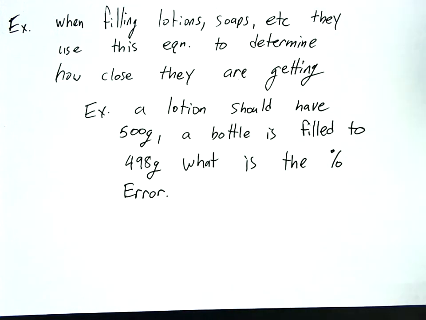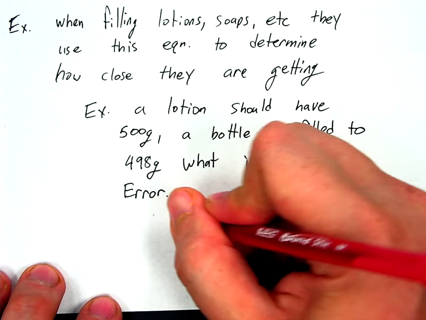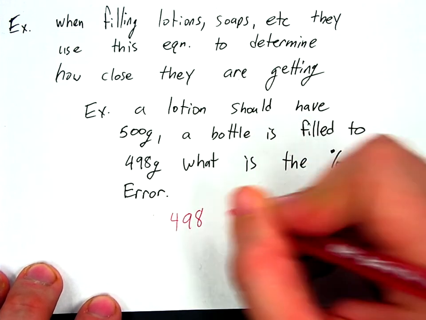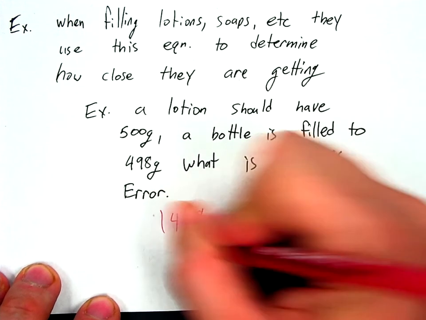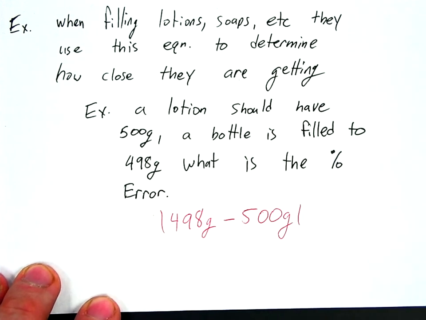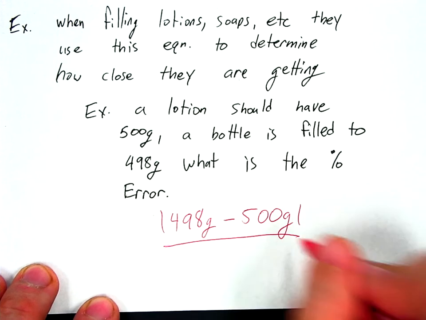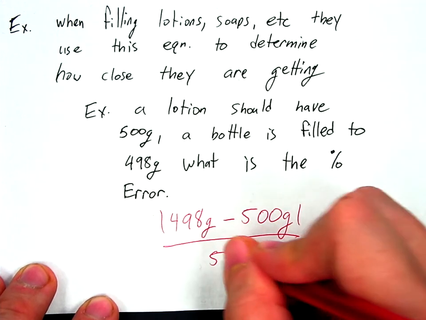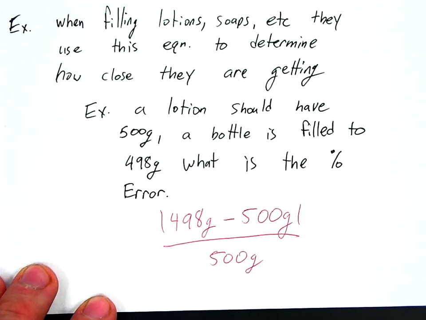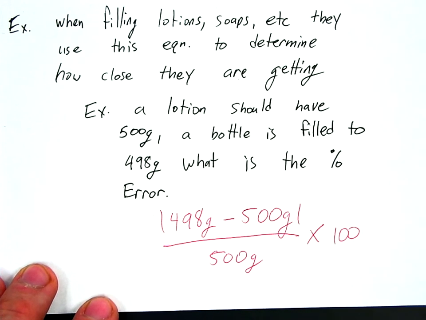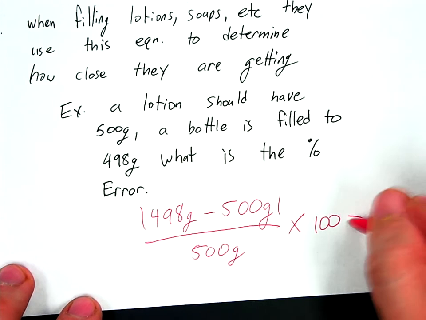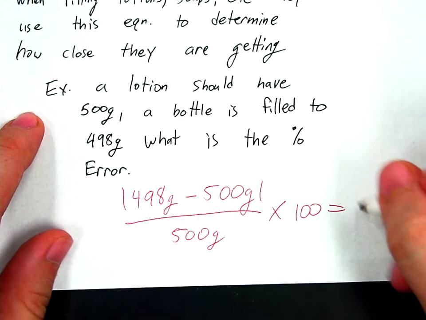So if a lotion should have 500 grams, they've decided that 500 grams is the right amount of lotion to go into a bottle. They bring up a bottle and they say, okay, we actually filled the bottle 980 grams. It's supposed to be 500 grams. We're going to take the absolute value of that number, which means we're going to make it positive. And then we divide by the accepted, how much it's supposed to be. We multiply that by 100 to find our answer.